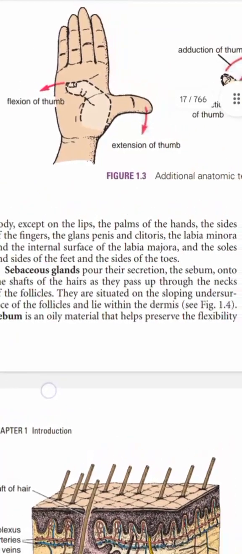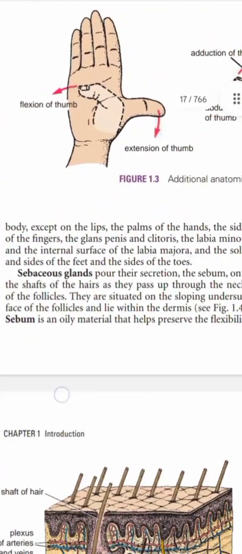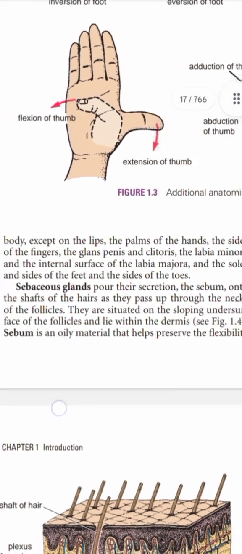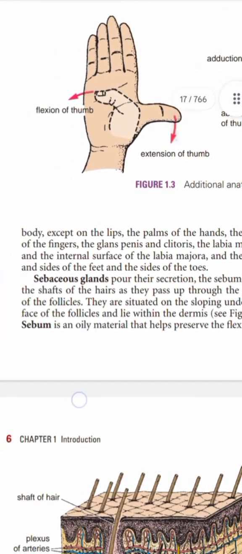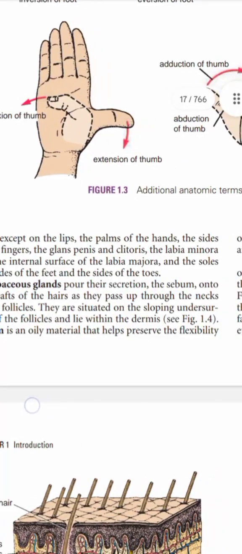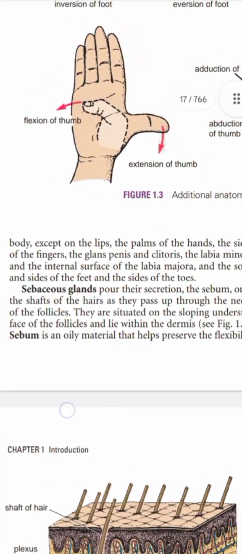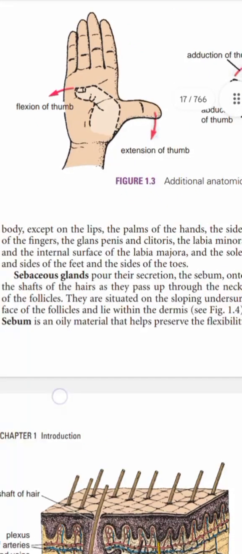Body except on these areas: the palms of the hands, the sides of the fingers, the glans penis and clitoris, the labia minora, and the internal surface of the labia majora, and the soles and sides of the feet and the sides of the toes.